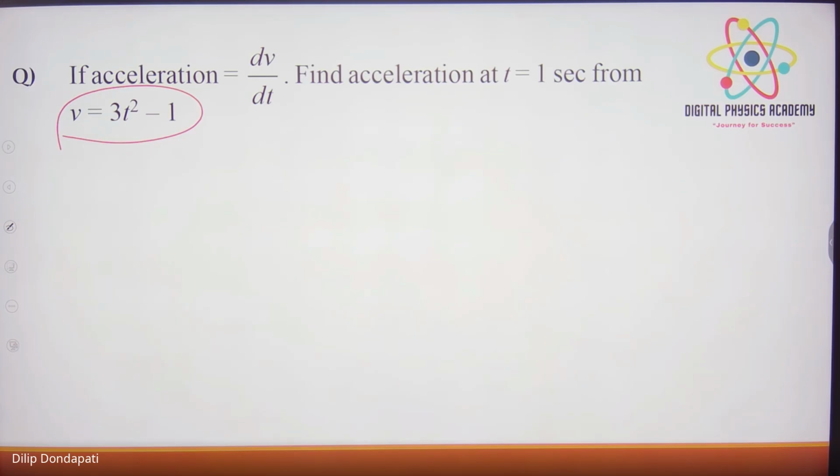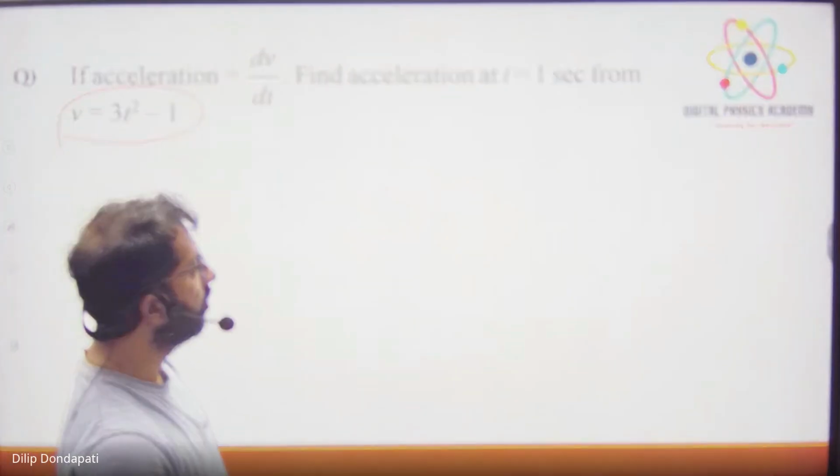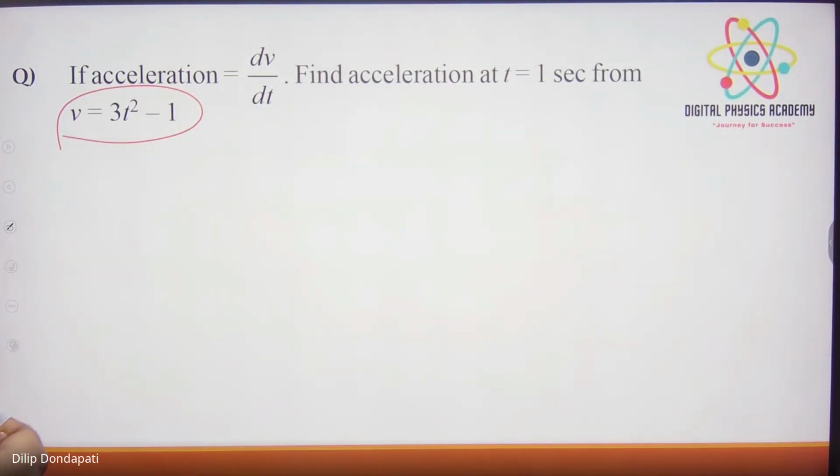Sir, do we have to tell the units or not? No units. You can say units, if you don't know: 6 meter per second square. How much answer did you get finally? 6 only.